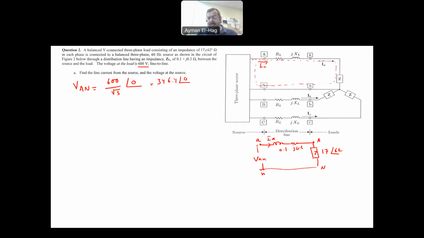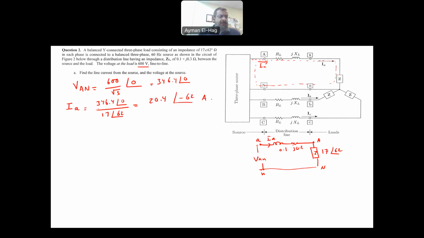Now I need to find this current IA. The line current from the supply is the same current that goes through the load. So in Y connection, the line current and the phase current are exactly the same. So finding this IA is very straightforward. You divide the voltage that you have across the load, which is 346.4 angle of 0, by the impedance of the load, 17 angle of 62, by Ohm's law, and this will give me a current of 20.4 angle of minus 62 amps. So this is my current.